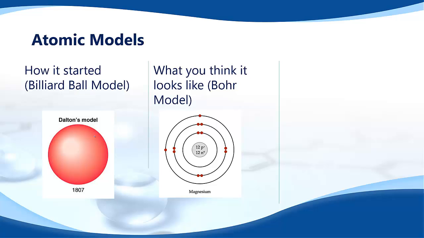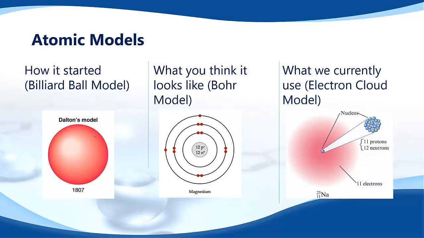The current understanding of the model that we have is called the electron cloud model, also known as the quantum mechanical model. This model is based off of probability. So you still have the nucleus in the center, and that nucleus contains the protons and the neutrons, and outside of that, the electrons exist in this cloud. We don't know exactly where they are in the cloud, but we have a reasonably high probability of finding them in a given location.